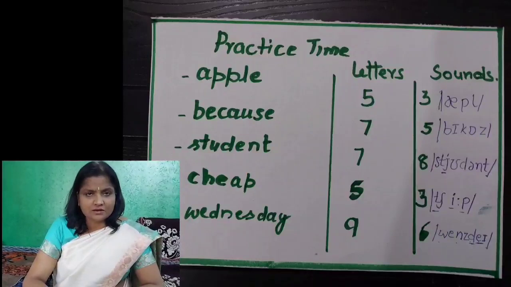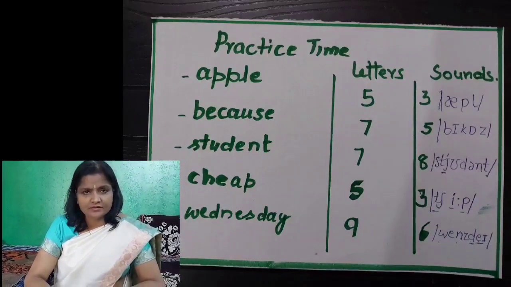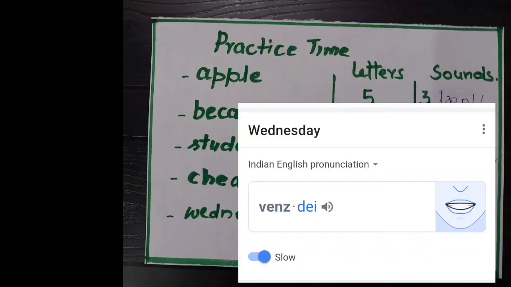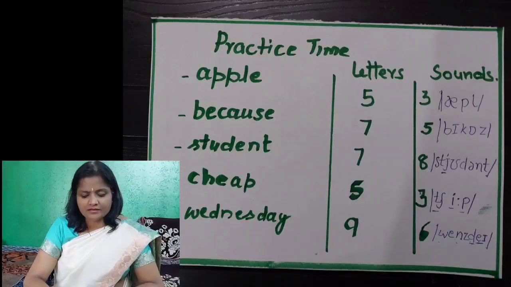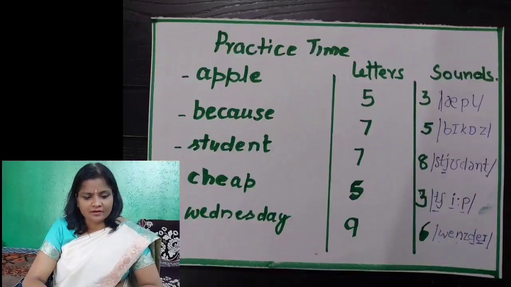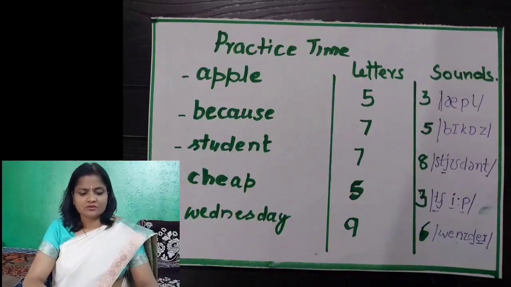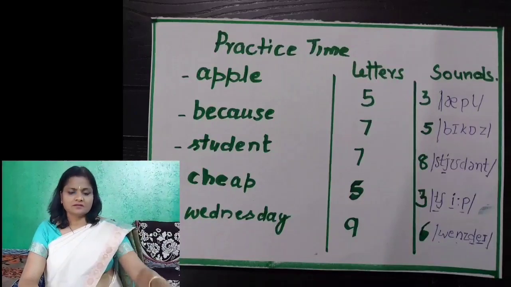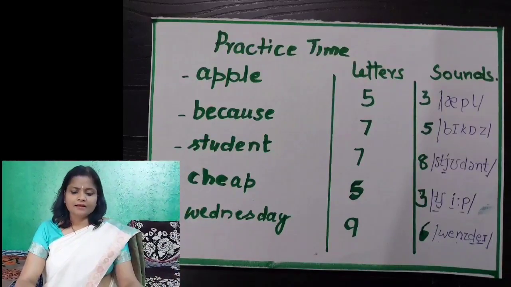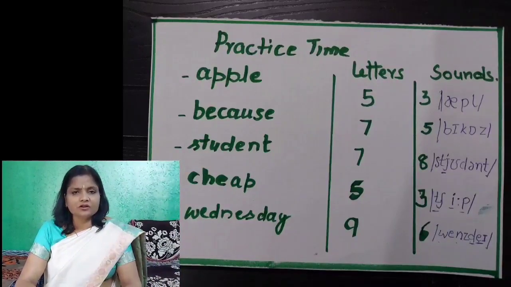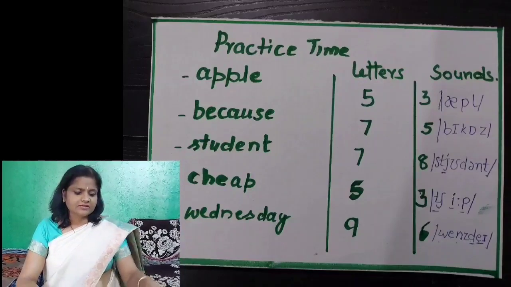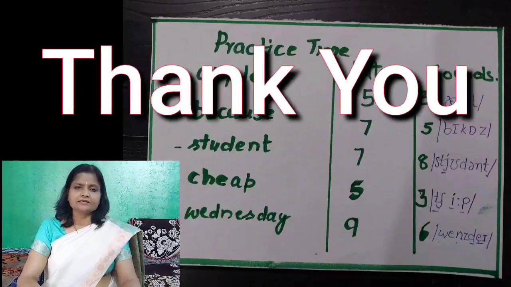Wednesday. 6 sounds. W, E, N, Z, D, E. Wednesday. 6 sounds. So that's all for this topic. And I hope you have understood the concept and you will utilize it in your normal English lessons. Thank you.